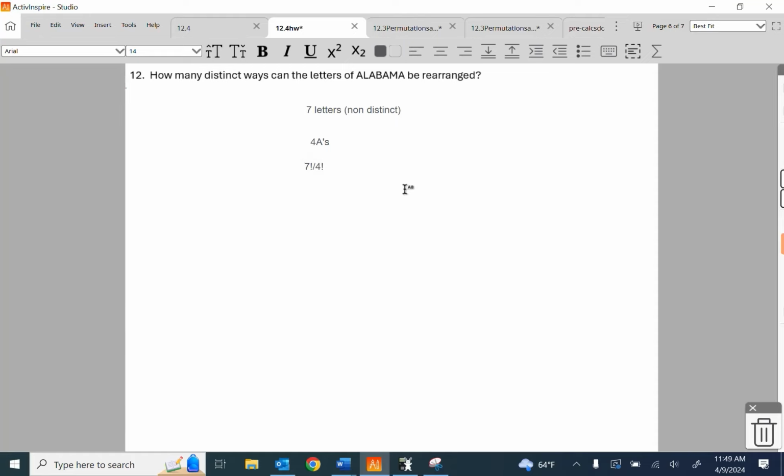Now, if you think about how this works, you'd have 7 times 6 times 5, and then you get the 4s. I don't need a calculator for this. It's 7 times 6 times 5, and then the 4s cancel top and bottom. So 7 times 6 is 42, times 5 again is going to be 210 ways. 210 ways to rearrange the lettering of Alabama.